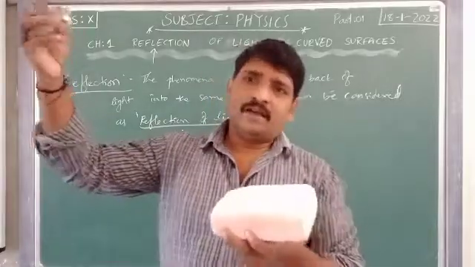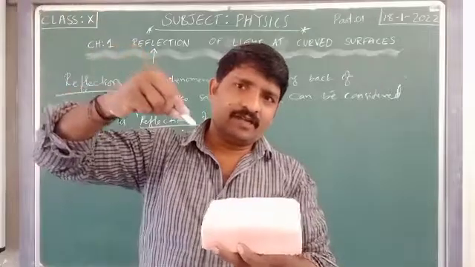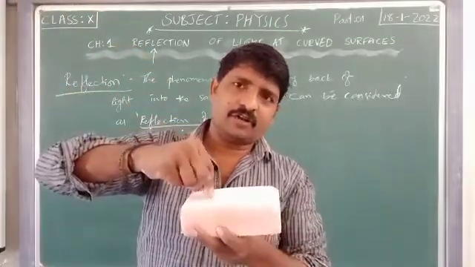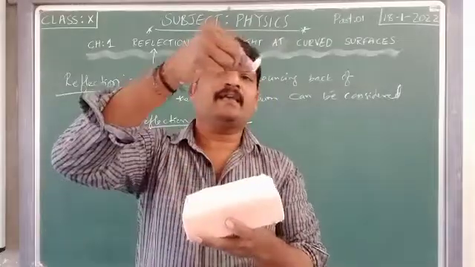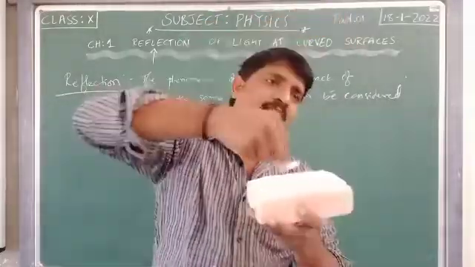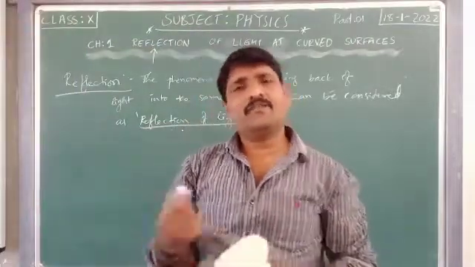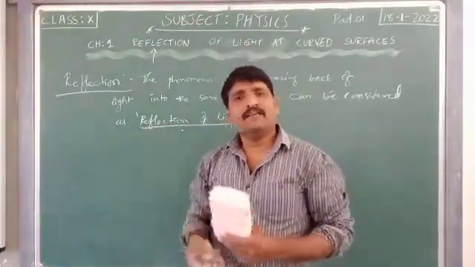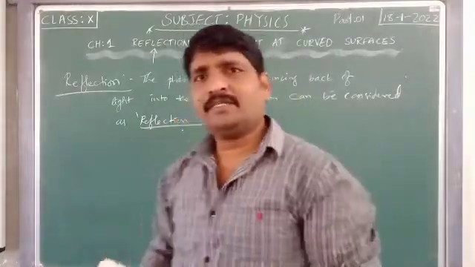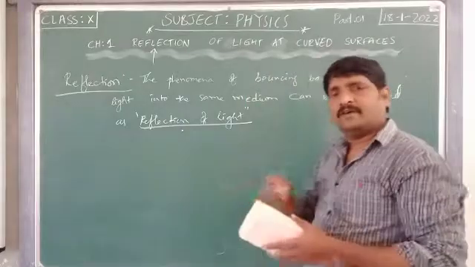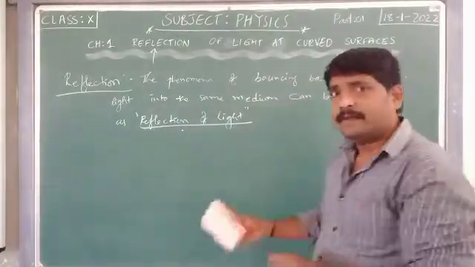For example, assume this chalk piece as a beam of light ray. It travels in a straight path, hits this duster, and bounces back. Whenever it bounces back into the same medium, that phenomenon we call reflection. Of course, this is all prerequisite we have already learned in 8th class. This is just a recap to understand the concept of reflection of light on curved surfaces in a good manner.